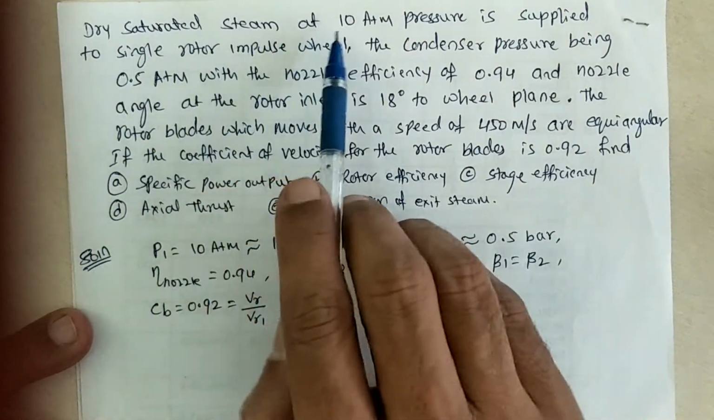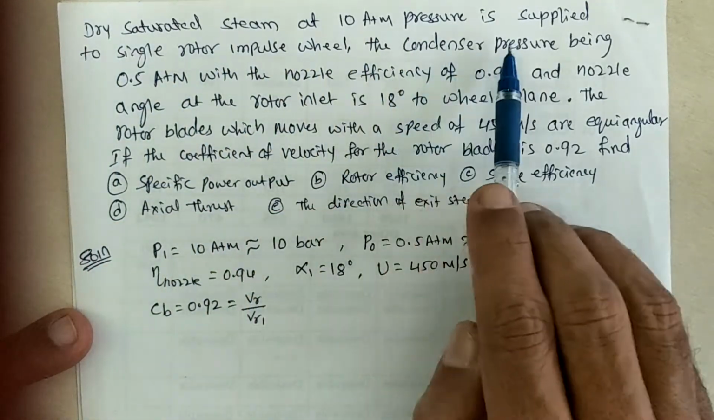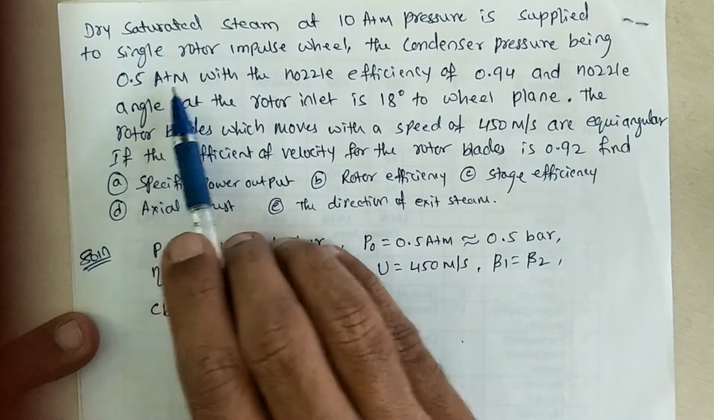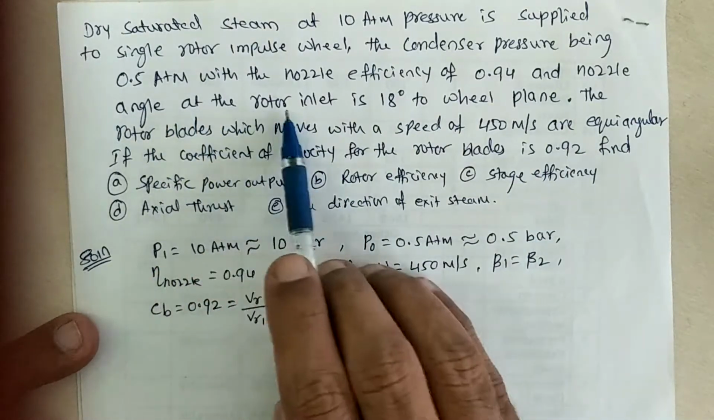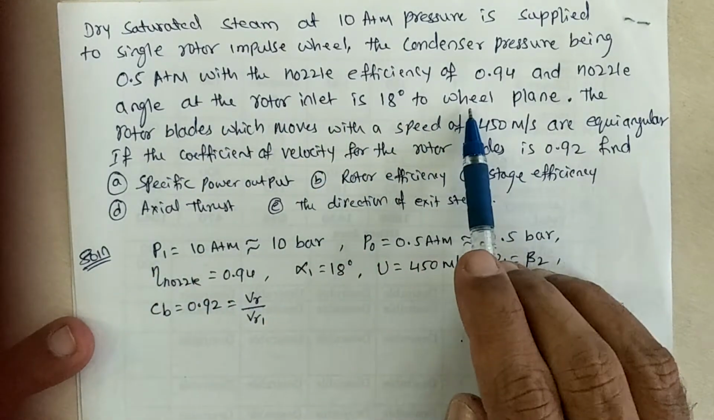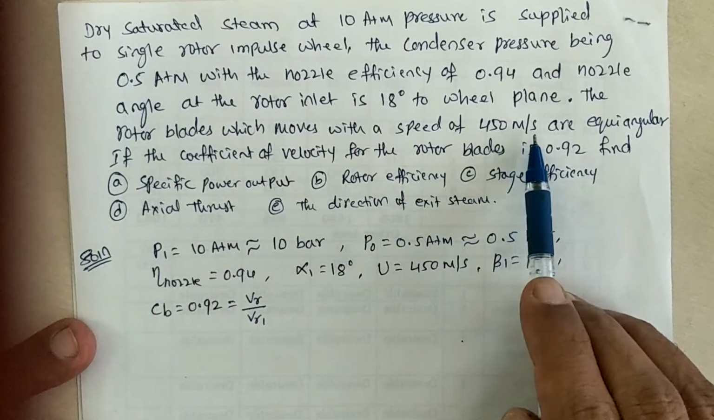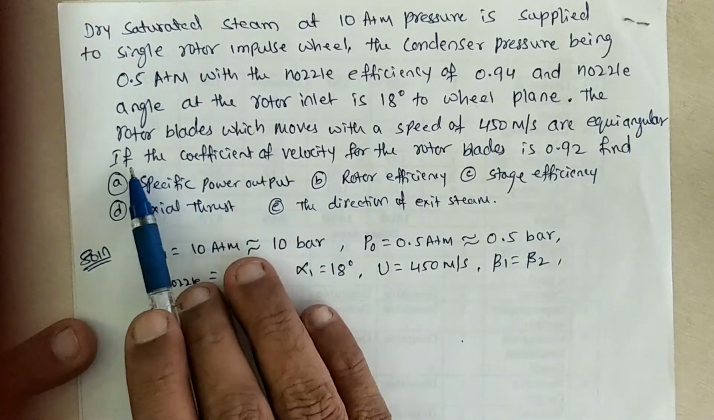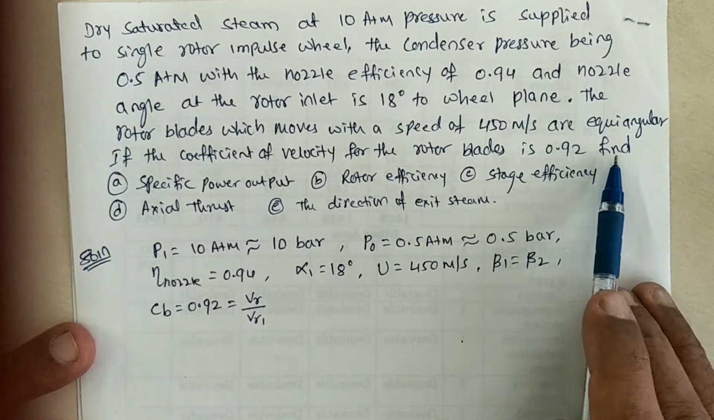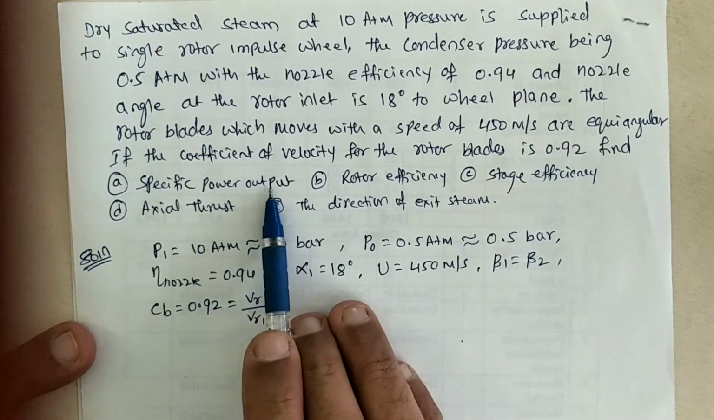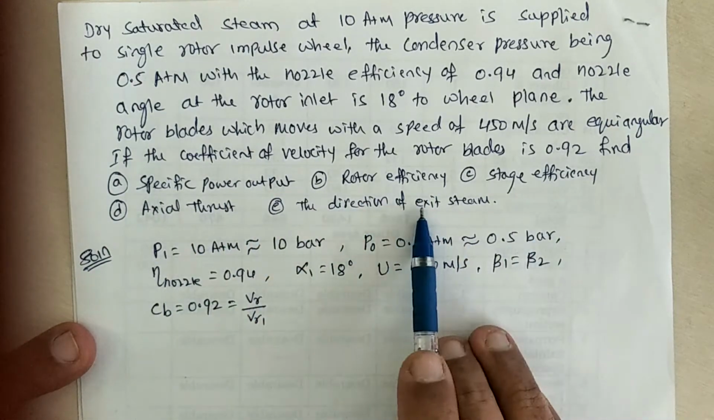Dry saturated steam at 10 atmospheric pressure is supplied to a single rotor impulse wheel. The condenser pressure being 0.5 atmosphere with a nozzle efficiency of 0.94 and a nozzle angle at the rotor inlet is 18 degree to wheel plane. The rotor blades, which move with a speed of 450 meters per second, are equiangular with the coefficient of velocity for rotor blades is 0.92. Find the specific power output, rotor efficiency, stage efficiency, axial thrust and direction of the exit steam.